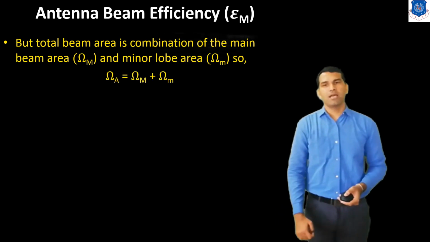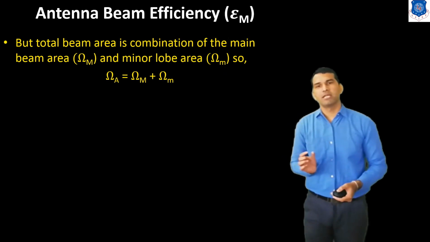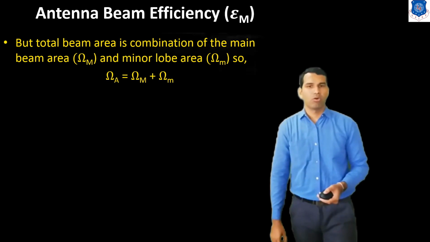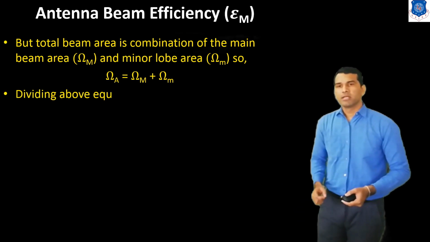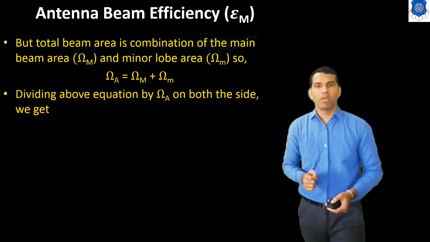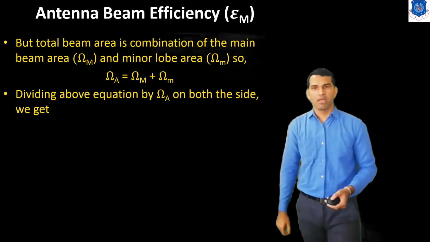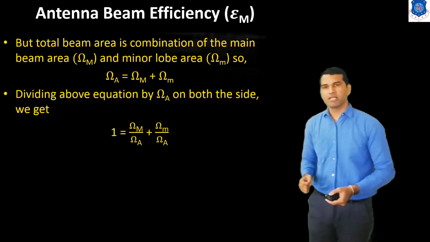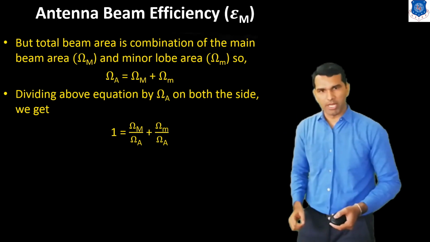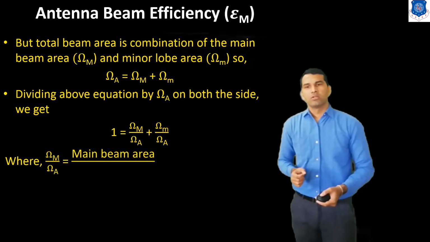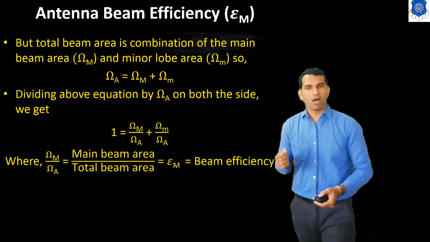So we can write Omega A equals Omega m plus Omega small m, where Omega A denotes the total beam area, Omega m indicates the main beam area, and Omega small m indicates the minor lobe area. Dividing this equation on both sides by Omega A, we get 1 equals Omega m upon Omega A plus Omega small m upon Omega A, where Omega m upon Omega A is the main beam area upon the total beam area.